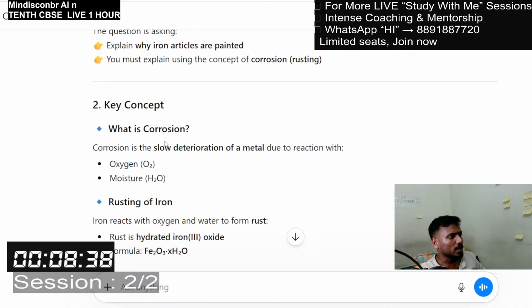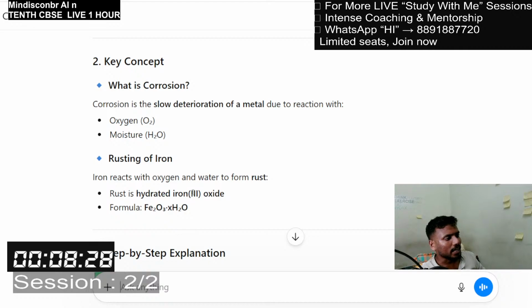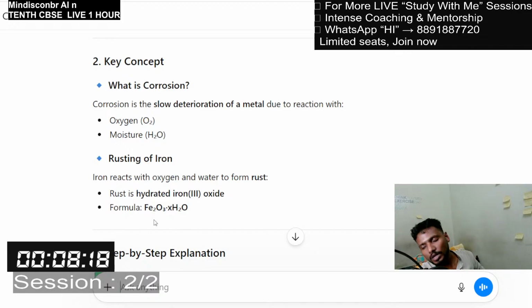Key concept: what is corrosion? Corrosion is the slow deterioration of a metal due to reaction with oxygen or moisture. Moisture is water. That is how rusting of iron occurs. Iron reacts with oxygen and water to form rust. Rust is hydrated iron(III) oxide, that is, Fe2O3.xH2O is the chemical formula for rust.